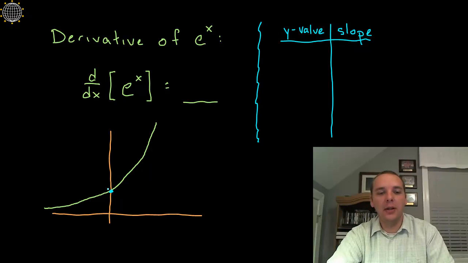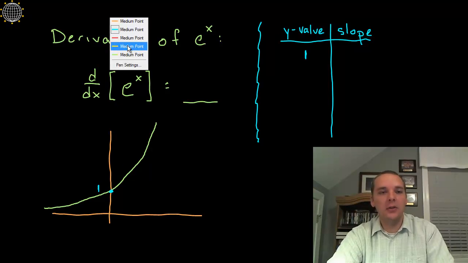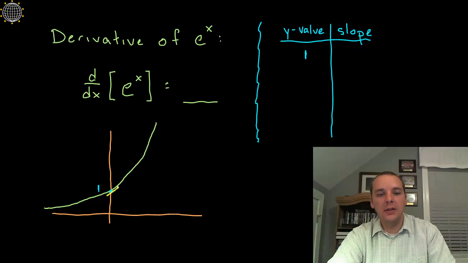If I picked a point like the y-intercept of e to the x, so if you plug in 0, e to the 0 is 1. And so if we looked at a y value of 1, just a shot in the dark, if you just looked at this graph here, what does it kind of look like this slope is? Well, to me, it looks about like 45 degrees. If you guessed a slope of about 1 right there, you would be correct. It is a slope of 1.